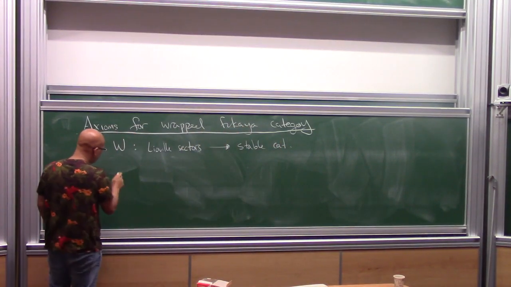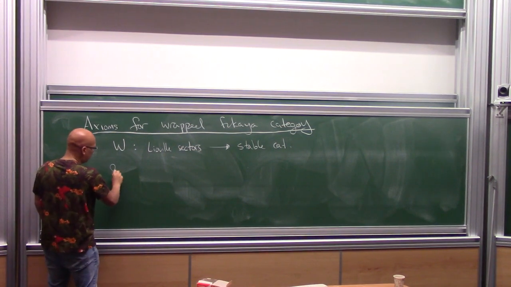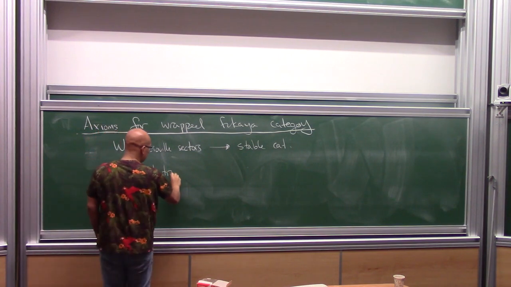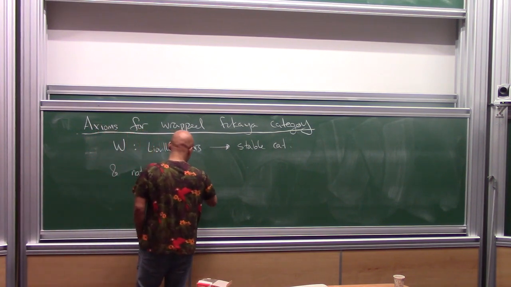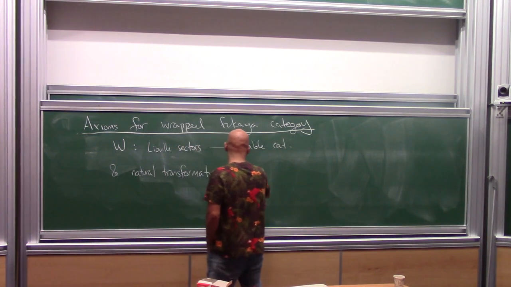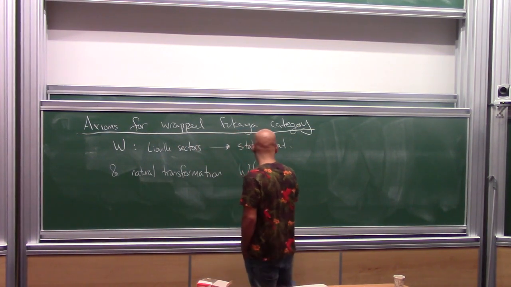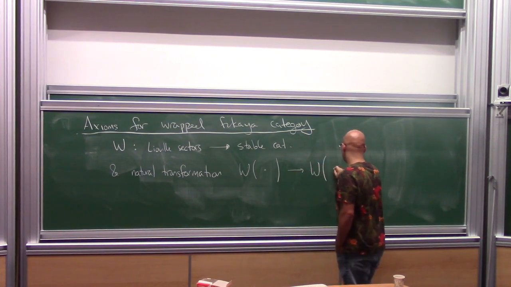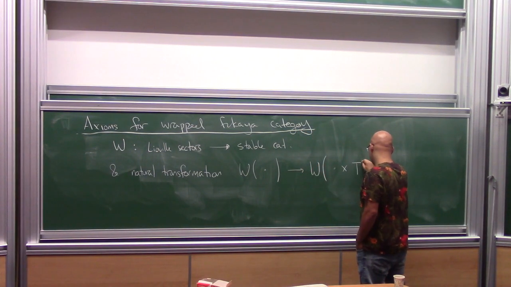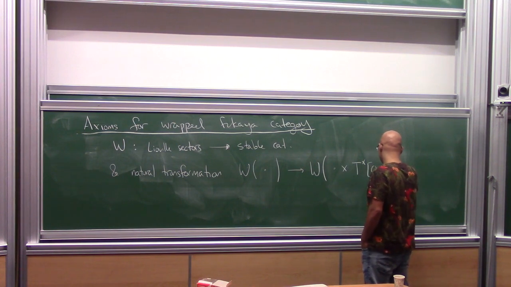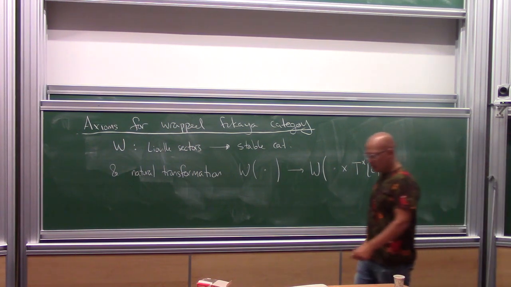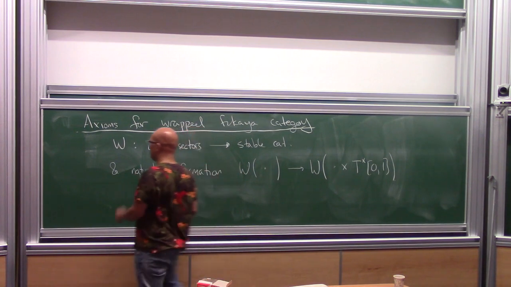And I'm also going to ask for the data of a natural transformation from this functor to this functor applied to whatever times the cotangent bundle of the interval. The cotangent bundle of the interval plays a special role in this theory. So this is the data.